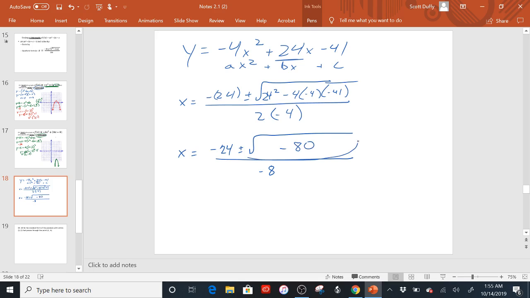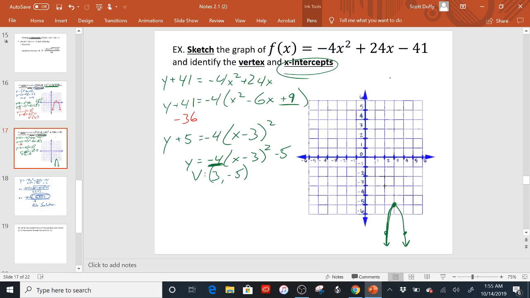Now, can you take the square root of negative 80? No. So that means whenever you get a negative number underneath the radical, that is when you're going to have no solution. And just like we expected, back here we have no solution for the x-intercepts.